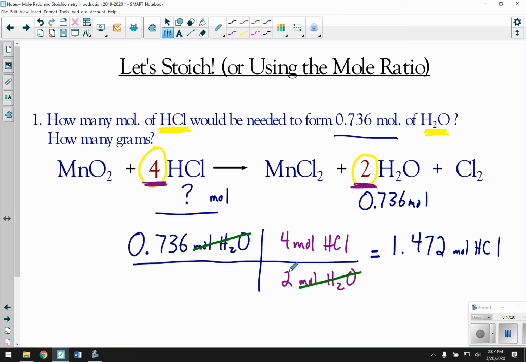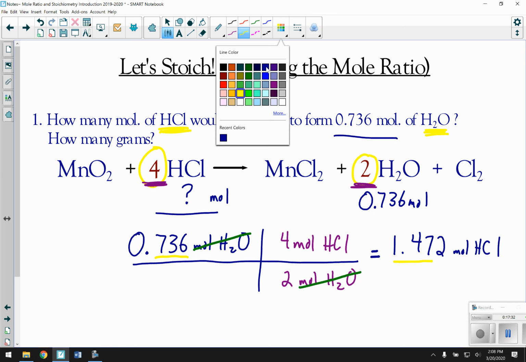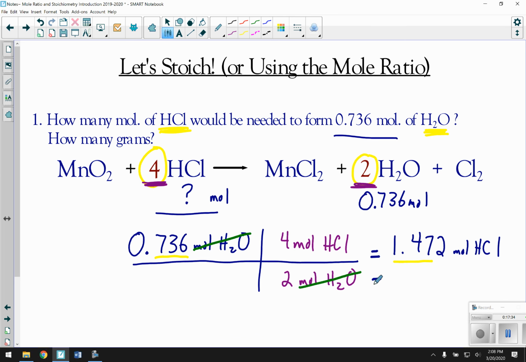Let's also look at sig figs. My starting amount has 3 sig figs. These guys are whole numbers, so those are unlimited. And then this is going to have to be rounded to 3 sig figs. Although I'm not really going to worry about sig figs too much at this point, we're just trying to learn the method.